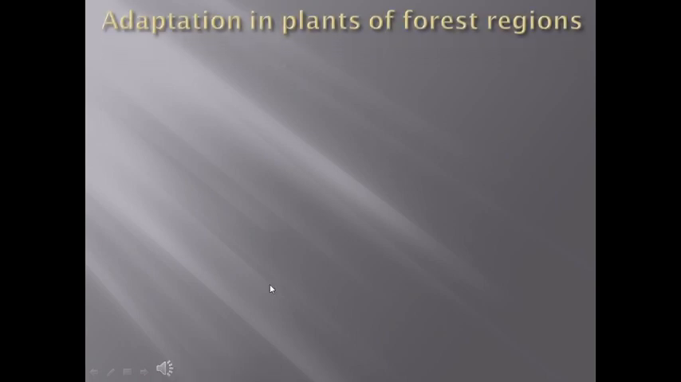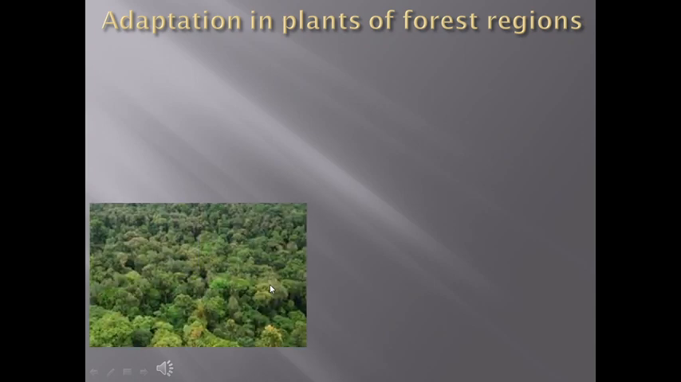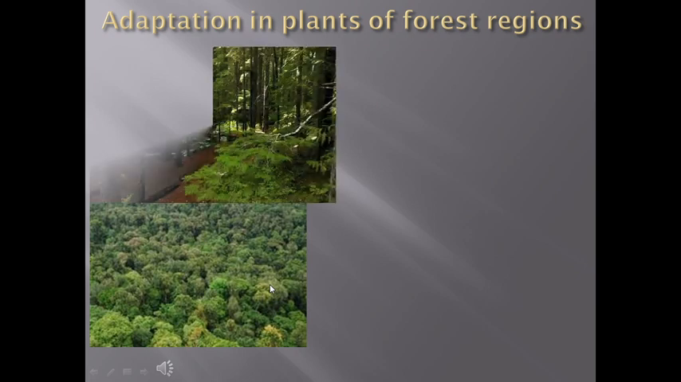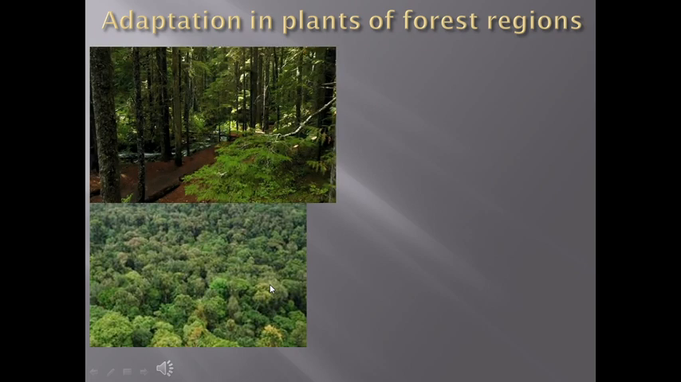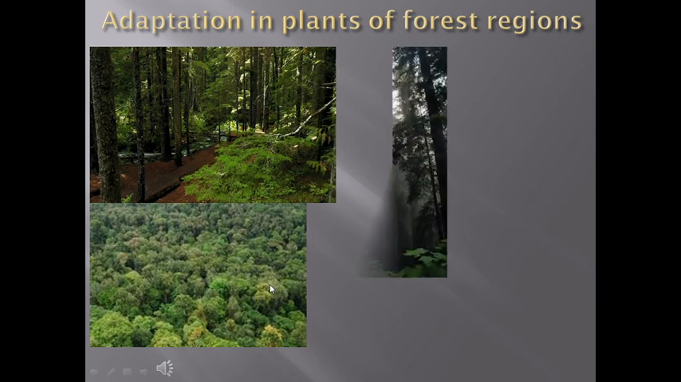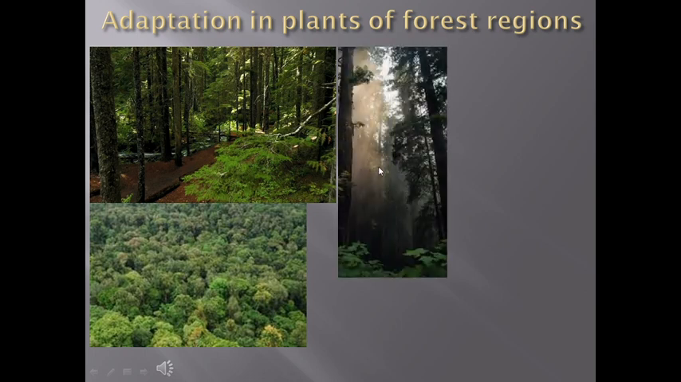Now we come to the adaptation in plants of forest regions. In forest regions, you will find a great variety in plants. Forests in the equatorial region are dense. A variety of plants, trees, shrubs, and herbs are found in forests. These plants compete among themselves for sunlight.